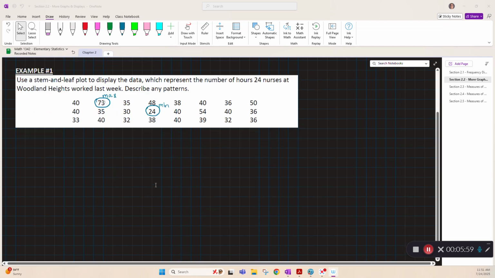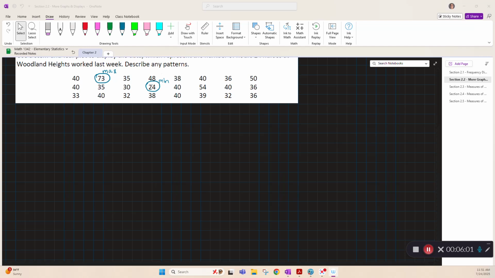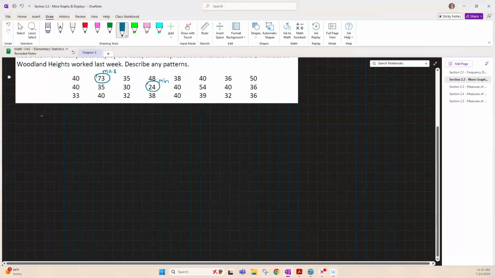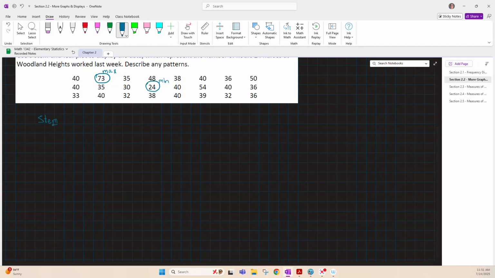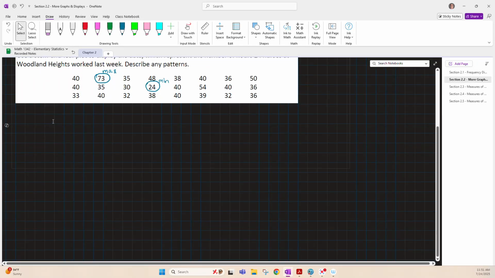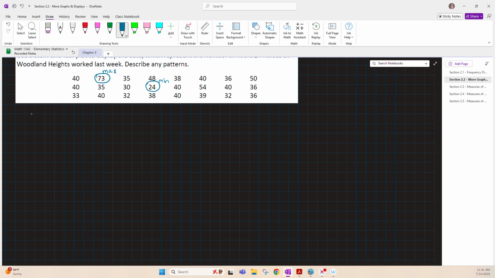So let's start making our stem and leaf plot down here. Normally you don't even have a header. What you have is you just start. So you would say, here's 2, 3, 4, 5, 6, 7. Start your line. And then now we need to go through and record everything.